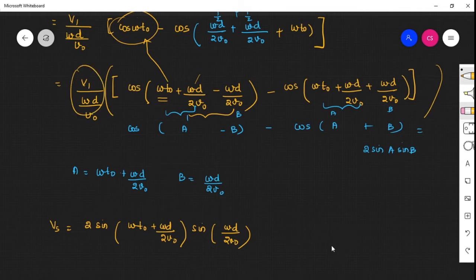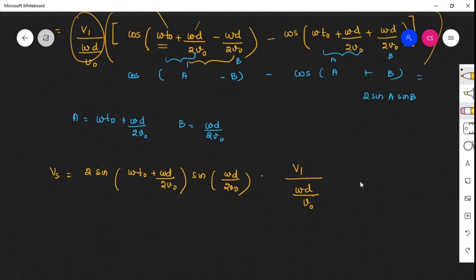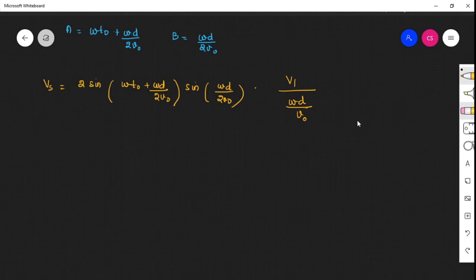So, this term we have written in the form of 2 sin A sin B. This term we have missed out, so let me write it at the last. So, it is V1 by omega d by V naught. Right? So, let us perform further simplification on this. Now, what is omega d divided by V naught? It is nothing but the gap transit angle, which is theta g. So, we already found that theta g is equal to omega d by V naught. So, therefore, Vs becomes V1 by theta g.